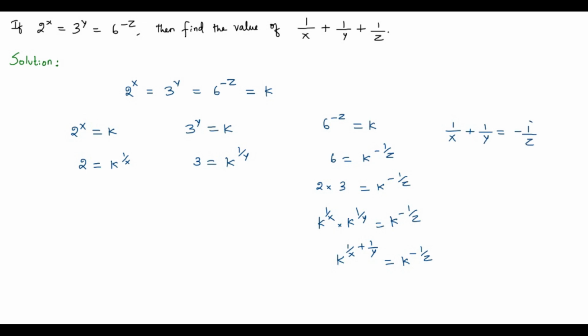Okay, now what I am going to do is I am going to take this minus 1 by z to the left side of the equation. If it comes to the left side of the equation, it will become plus 1 by z. So 1 by x plus 1 by y plus 1 by z, and on the right side we have nothing, so I have to put 0. So the value of 1 by x plus 1 by y plus 1 by z is equal to 0.